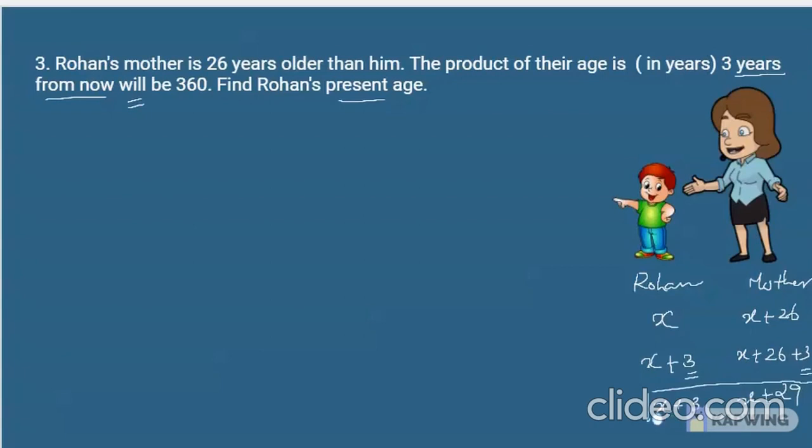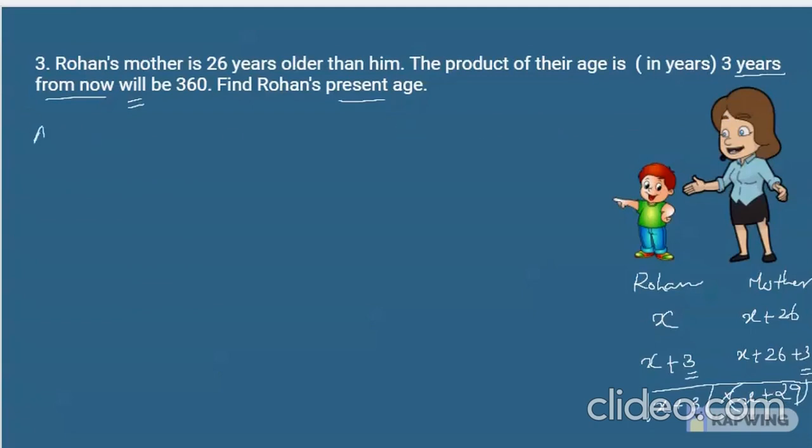At this time, there is a connection between these two. What is that? The product of their ages in this condition is given as 360. That is, x plus 3 into x plus 29 will be 360.